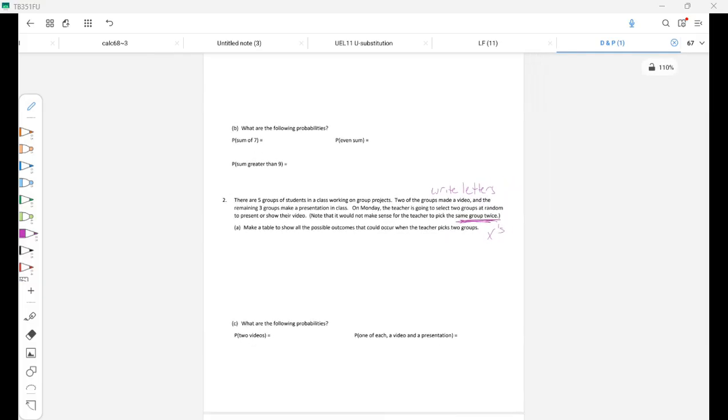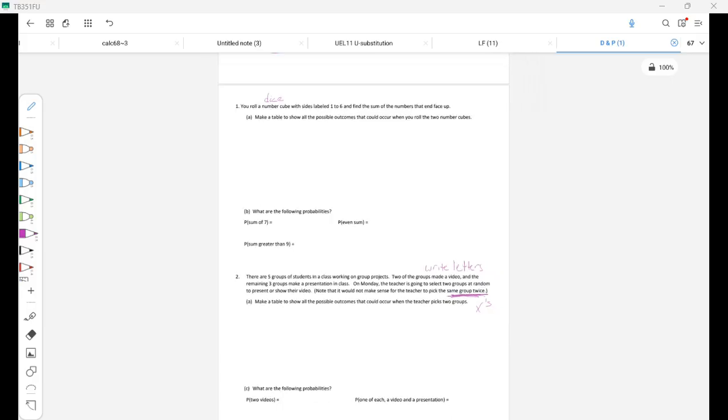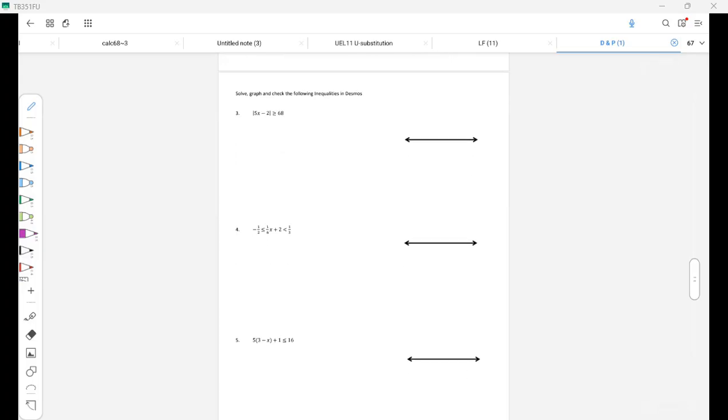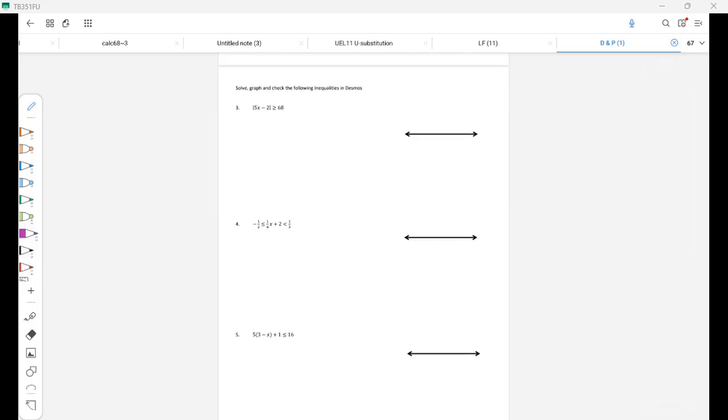If you are all caught up with the rest of your work, when you're done with those 2 problems, go on to the last page. I want you to do a couple things here. I want you to solve these problems by hand. And then when you're done, I also want you to check them in Desmos.